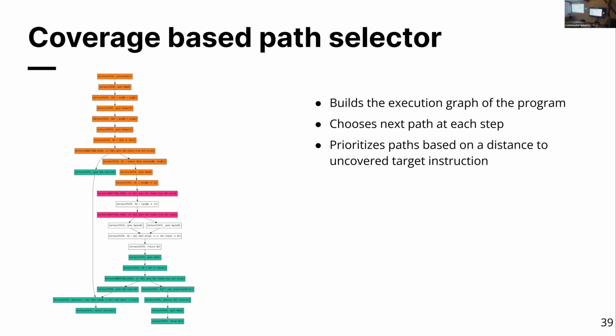So basically, for example, if we say that the orange colors are instructions that are already covered by concrete execution, so basically a concrete state, the greenish instructions are instructions of a target method that we want to cover. And we basically analyze our concrete state, analyze what symbolic states it can produce, and for each symbolic state, we count the distance over this graph to uncovered instructions.